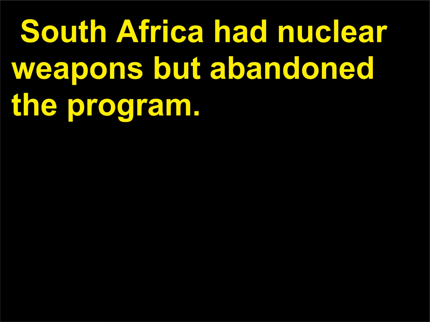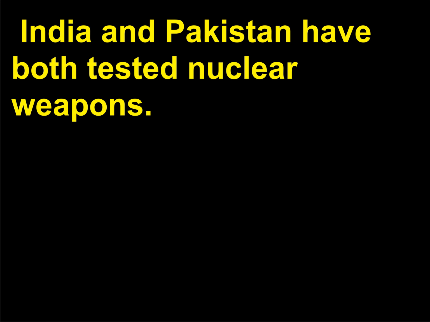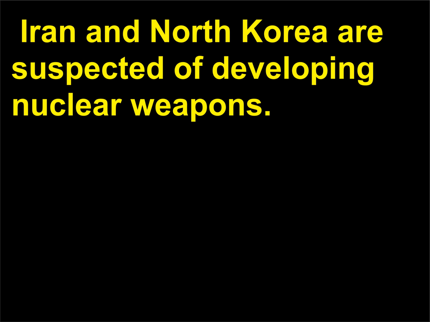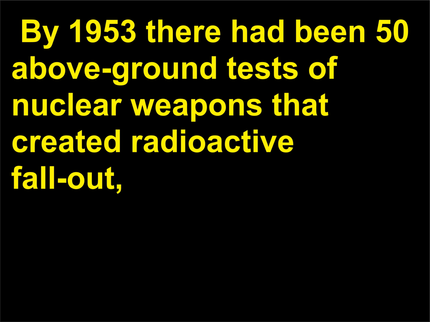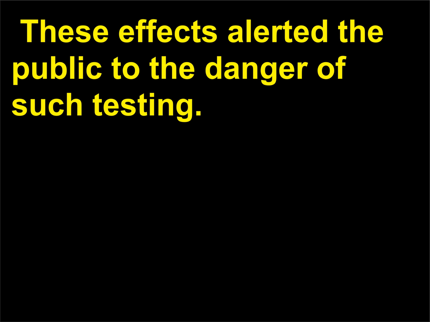South Africa had nuclear weapons but abandoned the program. Israel is suspected of having weapons, but has never admitted it. India and Pakistan have both tested nuclear weapons. Iran and North Korea are suspected of developing nuclear weapons. By 1953 there had been 50 above-ground tests of nuclear weapons that created radioactive fallout, contaminating milk and animals. These effects alerted the public to the danger of such testing.